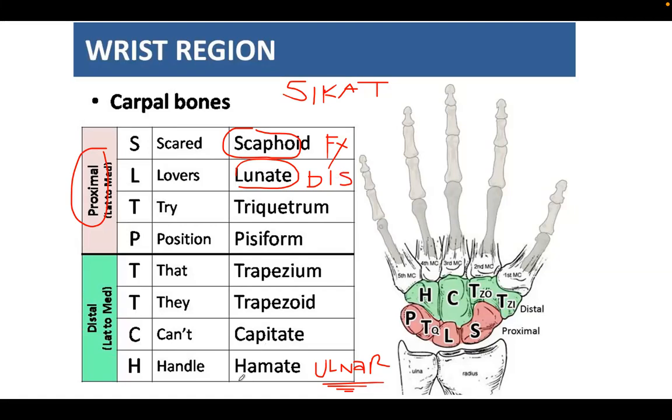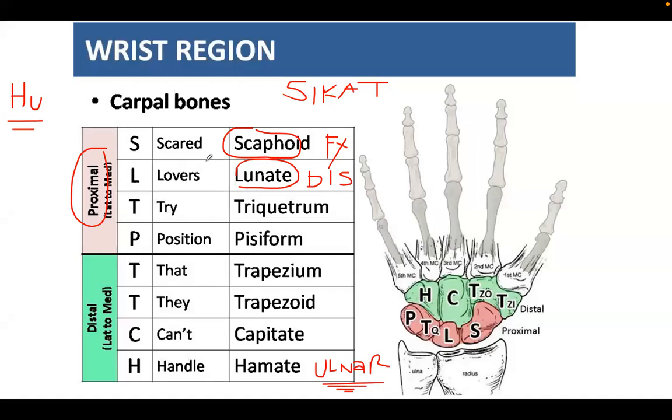Hamate, which is distal. This, if injured or fractured, would also injure the ulnar nerve. My personal mnemonic here is Doctor Who. So, hamate is fractured. What should you hear? Who? That is HU. Hamate is ulnar.